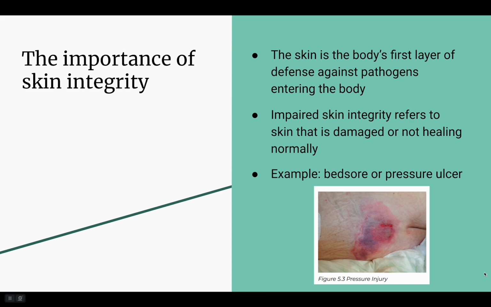Impaired skin integrity refers to skin that is damaged or not healing normally. An example of impaired skin integrity is a pressure injury, also called a bed sore or pressure ulcer, with damage to the skin and surrounding tissue. See the image for an example of a pressure injury on a client's lower back above their buttocks.